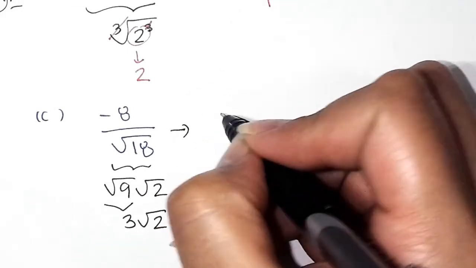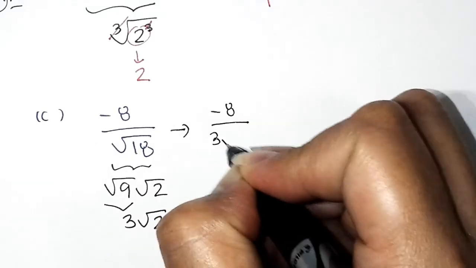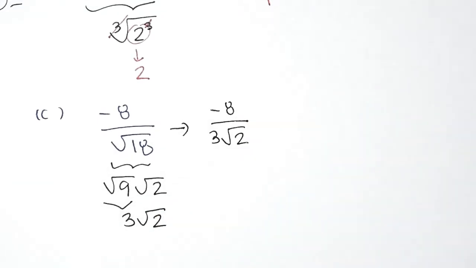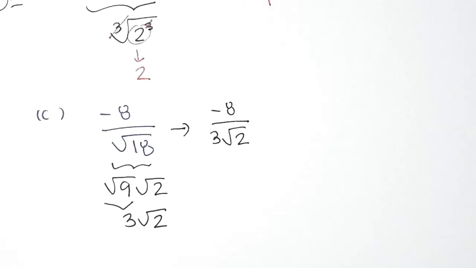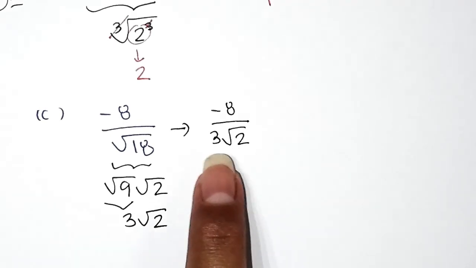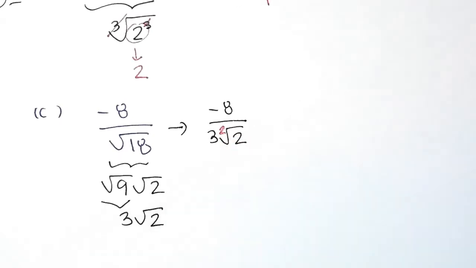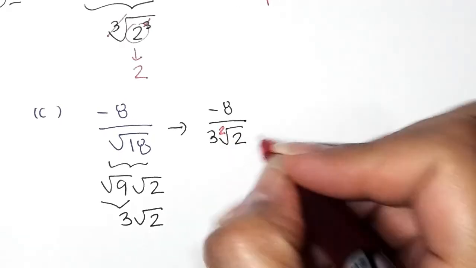In the numerator, we have a negative 8. In the denominator, we have the simplified form of root 18, which is 3 times the square root of 2. So now the $1,000,000 question, how am I going to rationalize the denominator? So I'm going to ask myself, how many terms do I have? 1 or more than 1? In this case, we have 1 term. Yes, we have 2 factors, 3 times the square root of 2, but it's still 1 term. It's not like we have something plus something or something minus something. So when we just have 1 term, to get rid of the radical, we just ask ourselves, what is the index? 2. Okay, how many factors do I have in the radicand? 1.